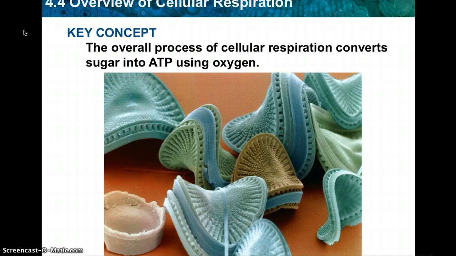Okay, so here's section 4.4. It's going to be an overview of cellular respiration. Now, cellular respiration is split up into three different sections. There's glycolysis, the Krebs cycle, and the electron transport chain. And this section just gives you a very brief overview of the three sections.